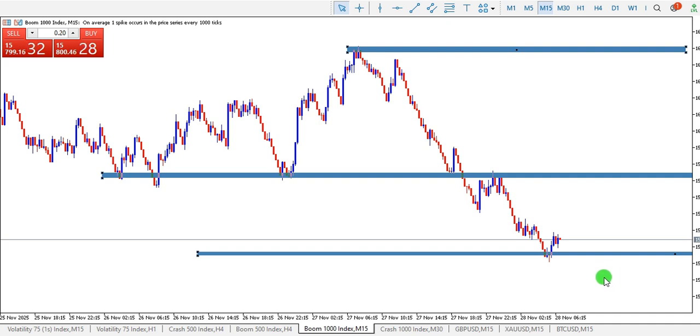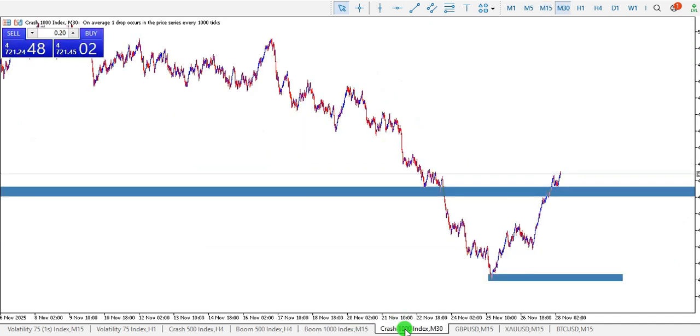That's it. Let's go to the final one for today, which is going to be the crash 1000. Now, crash 1000 is currently on the bullish side of the market. So let me just explain why they trade on the bullish side of the market.